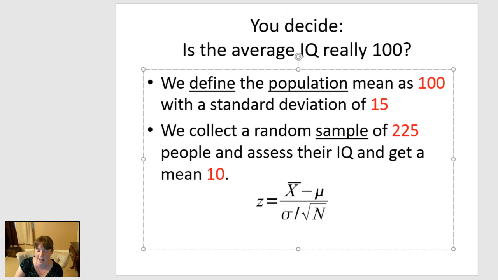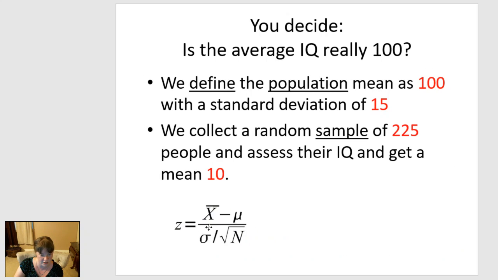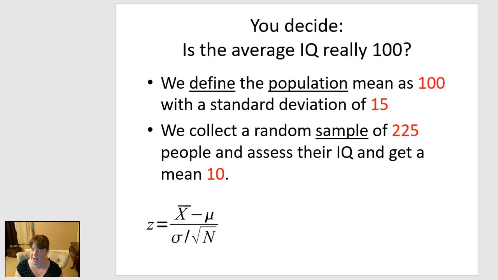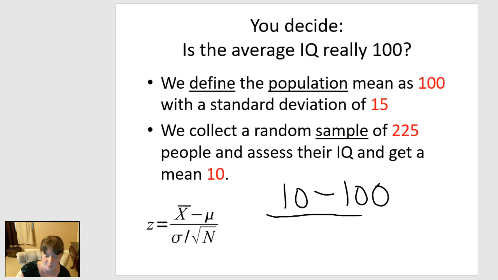So let's calculate my Z. I'm going to move this equation over here. I'm going to standardize that X bar of 10. So let's do it. 10 minus 100, because that's the null value, right? Does 10 come from the same population that has an average of 100 is what we're really asking.